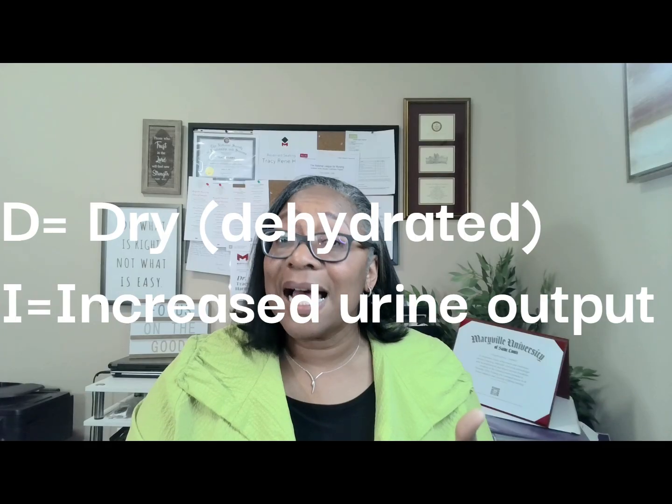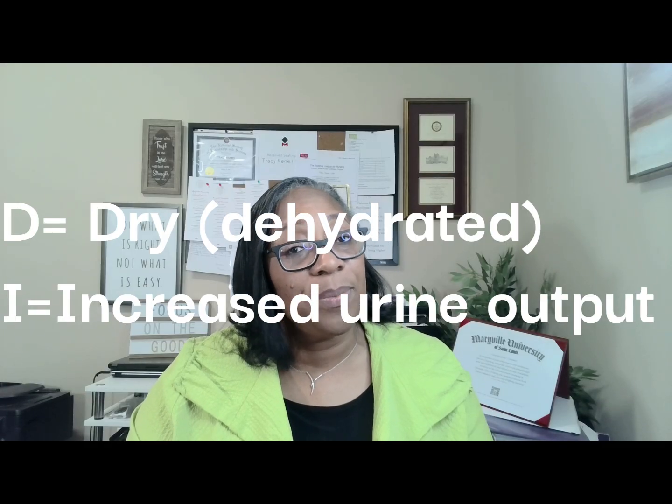Okay, so that's SIADH. Now with diabetes insipidus, the key problem is not enough ADH, so the kidneys don't respond to it. So what happens? Your body can't hold on to water. The kidneys are letting go of as much fluid as possible, and you're going to have diluted urine. As a result, you lose too much water, the patient's going to be dehydrated, and their blood is going to be concentrated. So a quick memory trick is D is for dehydrated, and I is for increased urine output.